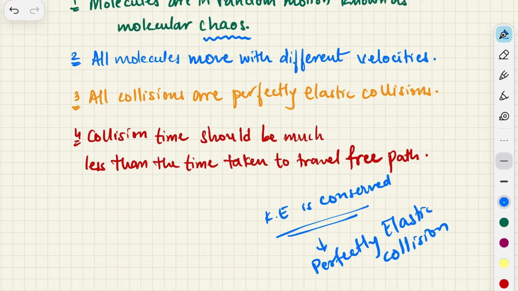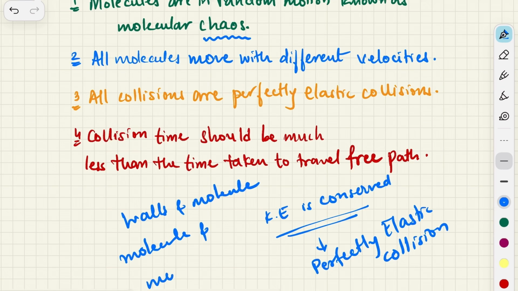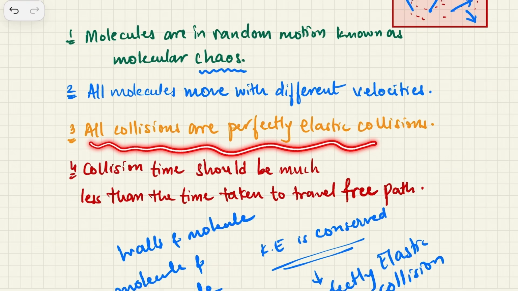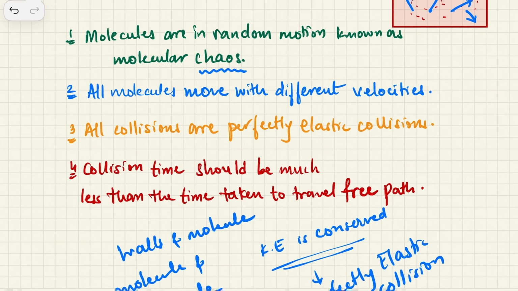So just keep in mind that all the collisions, be it between the walls and a molecule, or between two molecules, a molecule and a molecule, all these collisions are perfectly elastic collisions. That means there is no loss of kinetic energy. So that becomes our third assumption of the kinetic theory of gases.